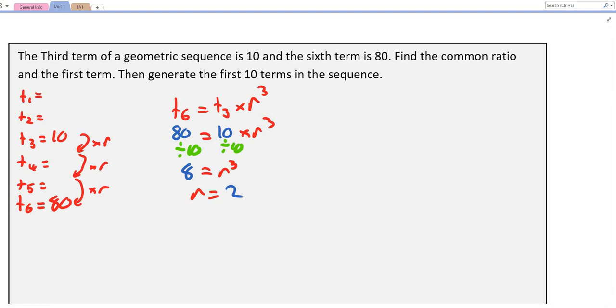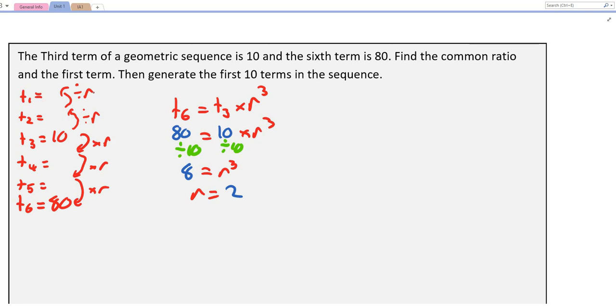Cool? There's a few different ways you can then find T1. You could say, if I start at T3 and go backwards, how would I get to T2? Divide by R. So you could do it visually like that if you wanted, and that would be a correct answer.